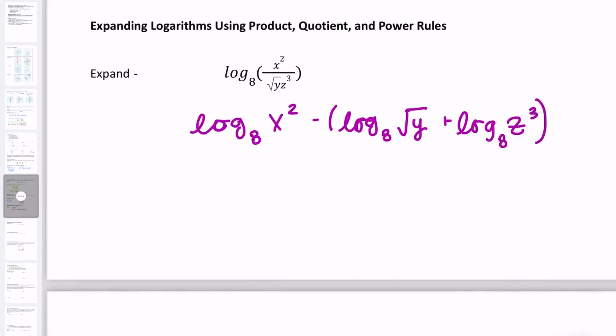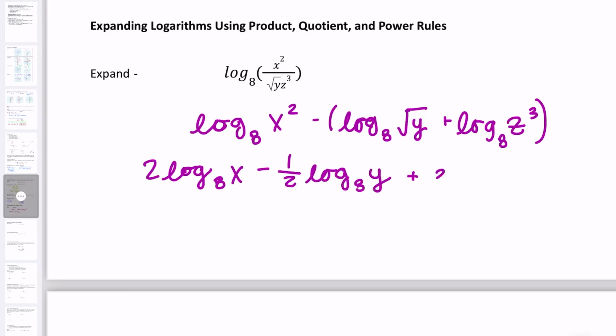Now I can continue by simplifying anything as needed. I can bring the 2 over to the front. I can distribute my negative and bring the 1/2 from the root. And I can bring the 3 down from the original exponent. This would be my final answer.